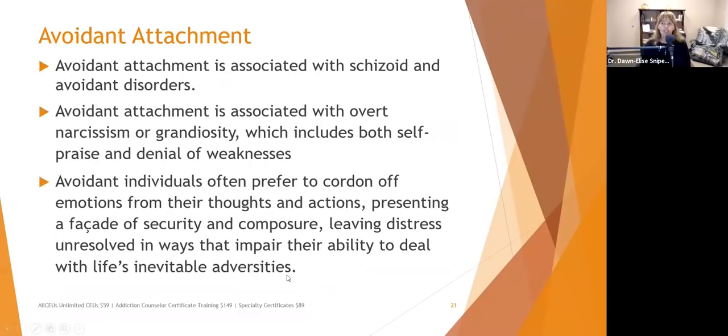Avoidant attachment is associated with schizoid and avoidant disorders. Avoidant attachment is also associated with overt narcissism and grandiosity, which includes both self-praise and denial of weakness. It's the, I got this, I don't need anybody's help, thank you very much. Avoidant individuals often prefer to cordon off emotions from their thoughts and actions, presenting this facade of security and composure, leaving distress unresolved in ways that impair their ability to deal with life's inevitable adversities.